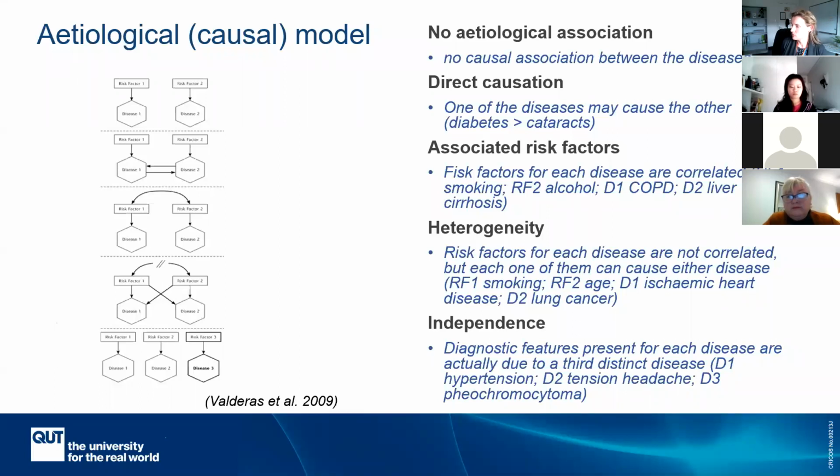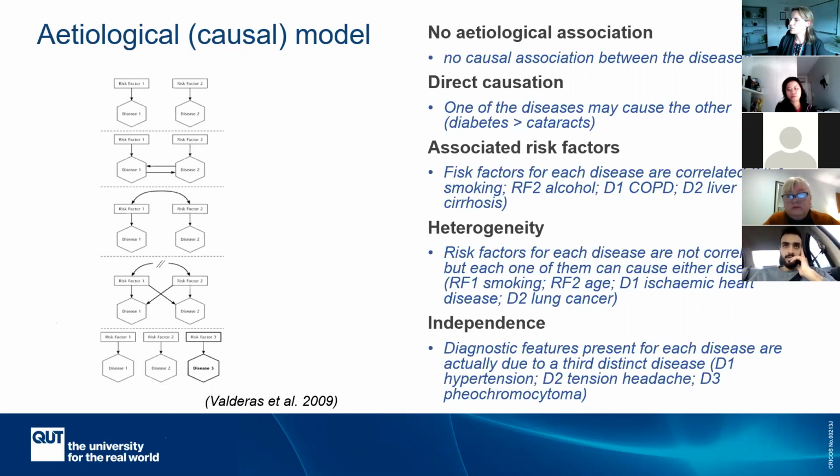So, for example, risk factor 1, smoking, risk factor 2, age, diagnosis 1, ischemic heart disease, and diagnosis 2, lung cancer. So smoking could cause ischemic heart disease, or it could cause lung cancer or be associated with. And same as age, could be associated with ischemic heart disease or lung cancer, with or without the presence of the other risk factor. So, and then finally, independence.